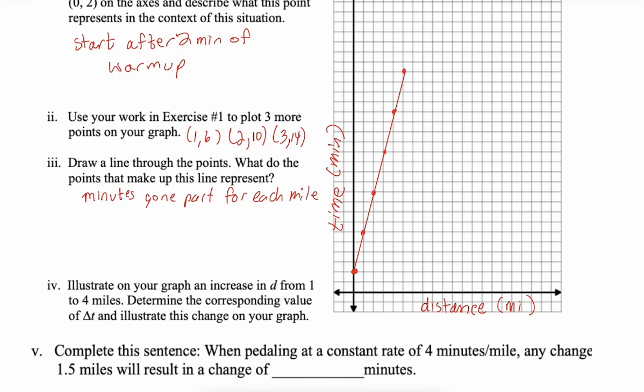Now, let's also explain what the point (1, 6) tells us. What does the point (1, 6) tell us? If we go to the point (1, 6), or let's just call it (x, y), the x, remember, is the distance we have gone, and the y is the time it took us.